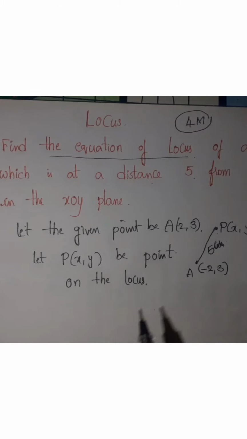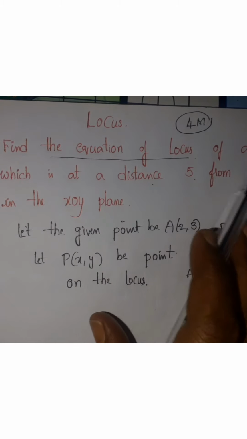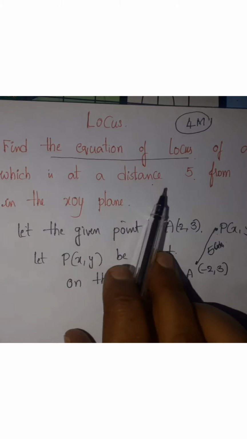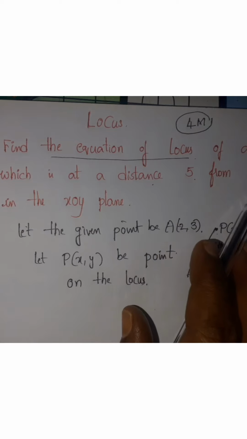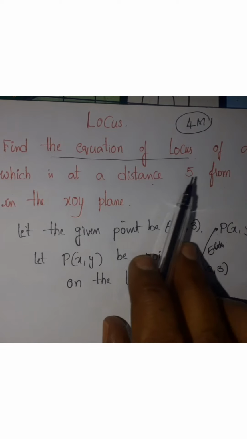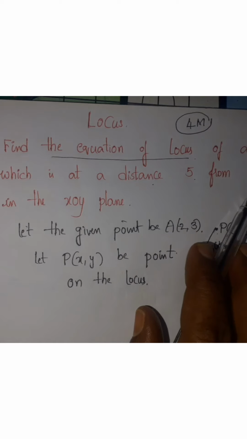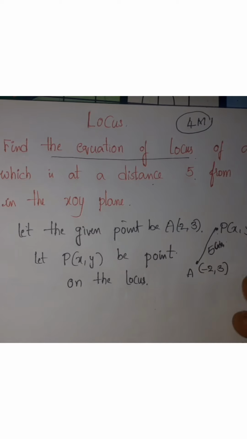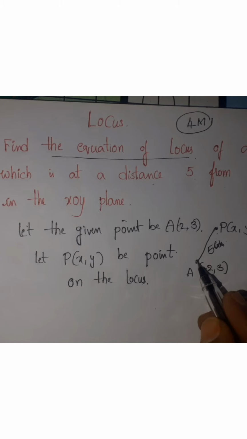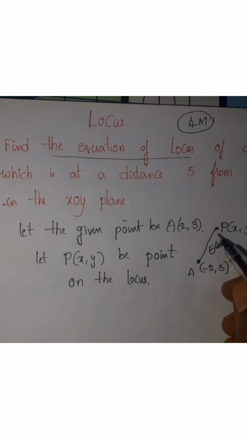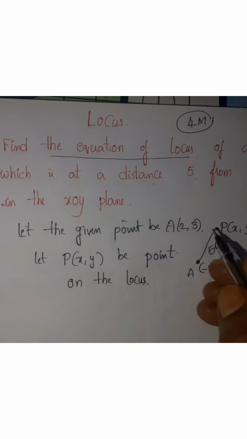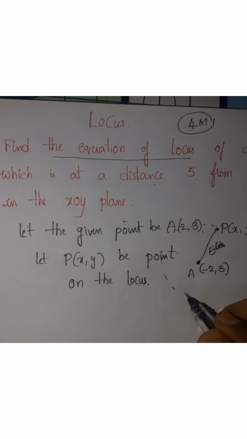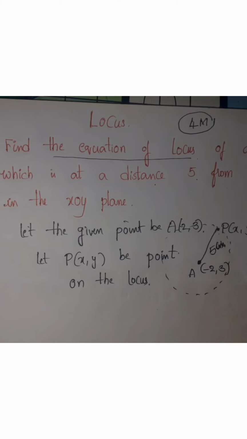Let's solve one problem. Find the equation of locus of a point which is at a distance 5 from the point minus 2 comma 3. Instead of 4 we have 5 here, and the point A is minus 2 comma 3. So here I am taking a point A and at 5 units distance we have a point P. We have to find the locus of this point P. Definitely the locus of this point P will be a circle, right?